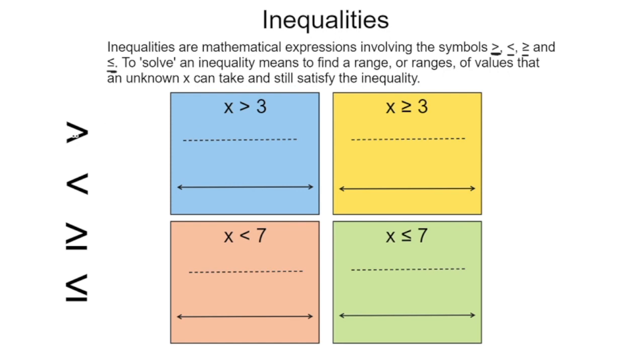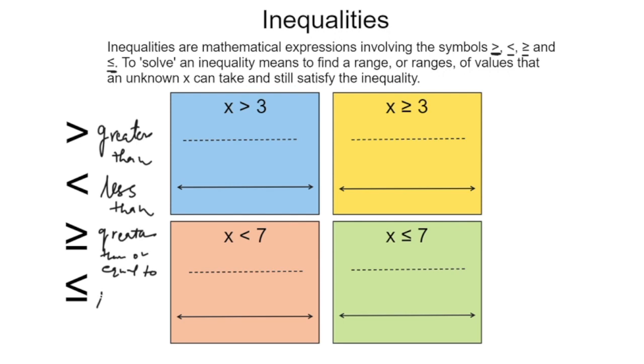The one having open face on the left side is known as greater than. The opposite one, the one having face on the right side, is less than. This one is greater than or equal to, and the last one is less than or equal to.